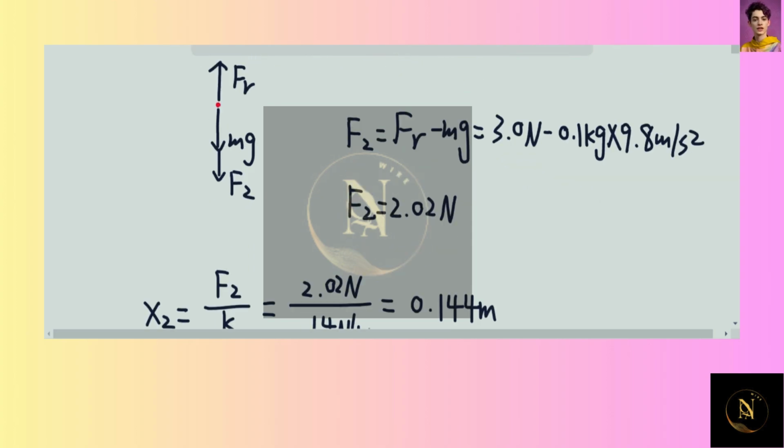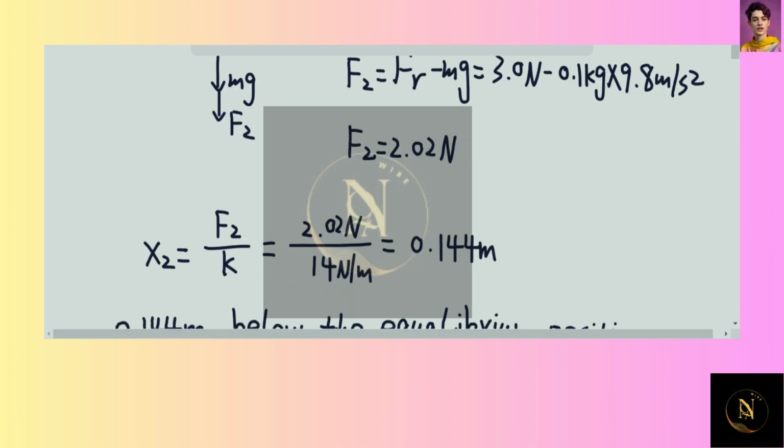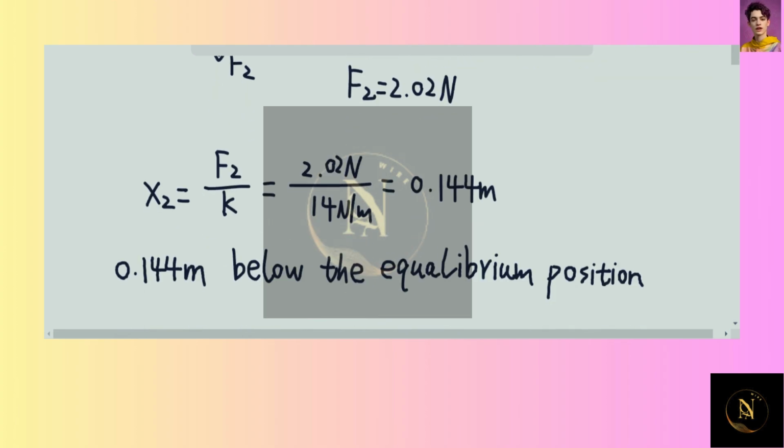So we'll stretch a certain amount of distance here, which is the position where the block will start bouncing when I let the block go. So we have F2 over k here, which is 2.02 Newtons over 14 Newtons per meter, which gives us 0.144 meter. So the block will start somewhere below the equilibrium position, okay? We start at 0.14 meter below the equilibrium position when I let it go.